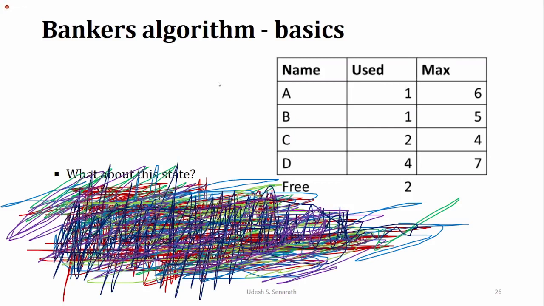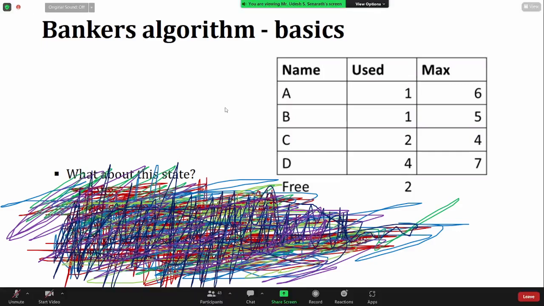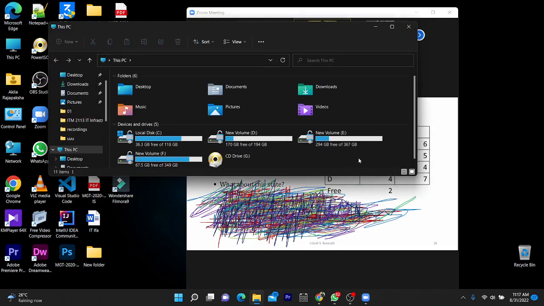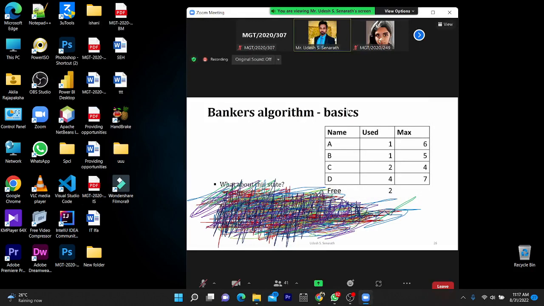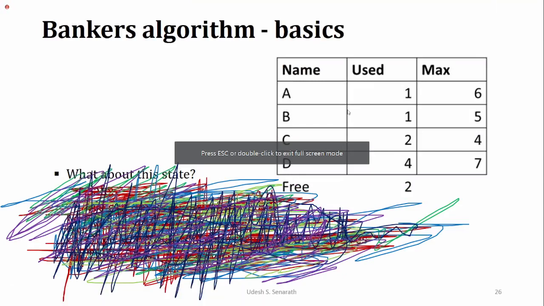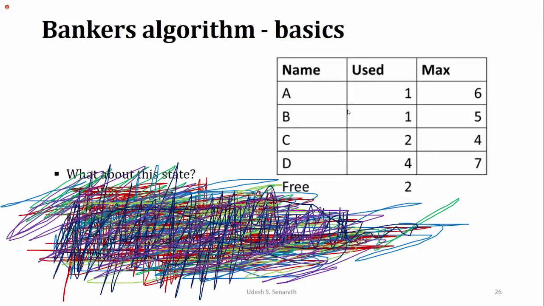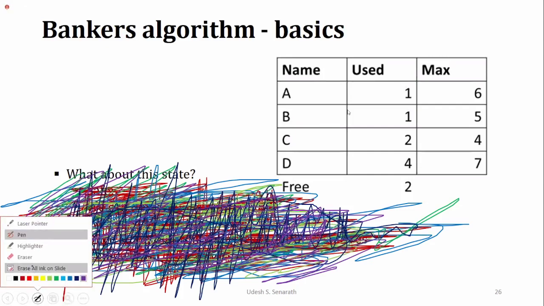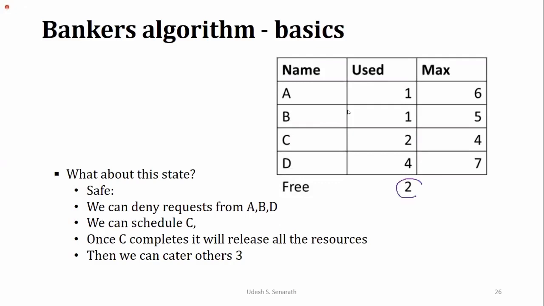What about others? Let's see. Okay, we have only two, right? Then we have to cooperate with these two resources in order to fulfill, right? Okay, let's see. Already one is used. If we give two resources, it will be three resources, but maximumly need six. We cannot run process one, so no. For the process B, it is the same, so no.